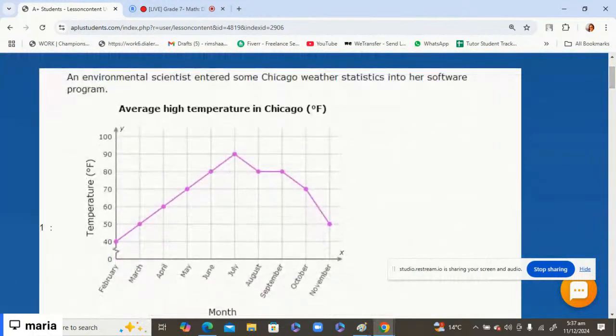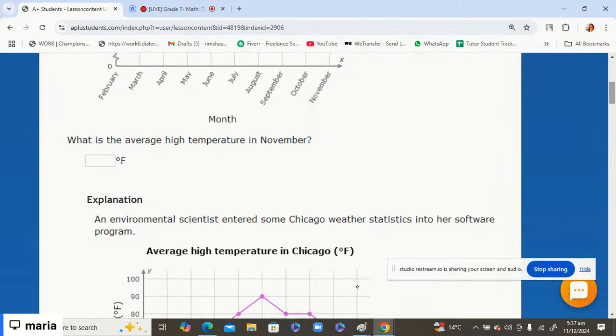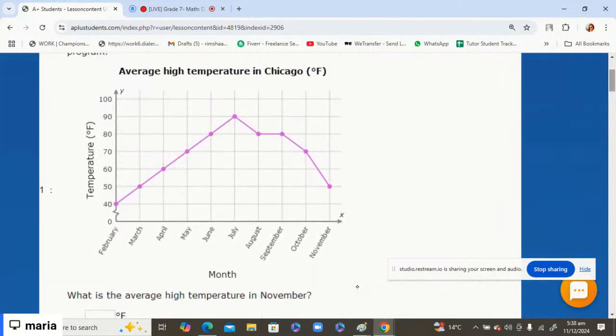So, an environmental scientist entered some Chicago weather statistics into her software programs. Chicago weather is given, that is the average high temperature in Fahrenheit. Months are given and temperatures are given. So, what do we find? What is the average high temperature in November?